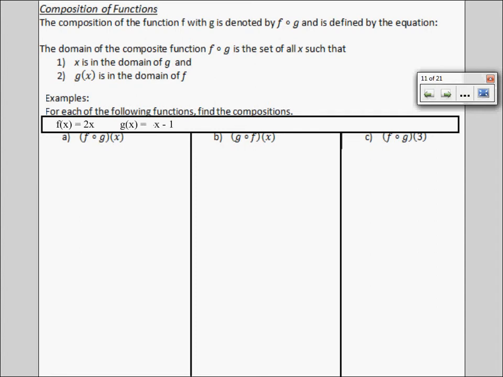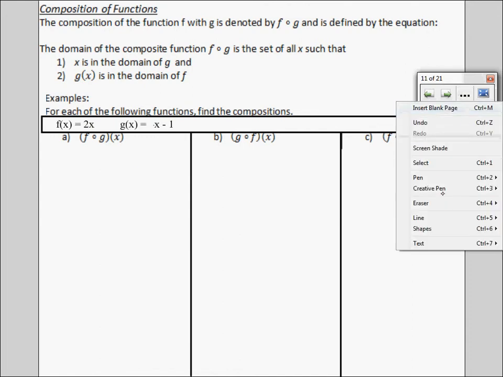For these examples, for each of the following functions, find the compositions. So we have f of x is equal to 2x, and g of x is equal to x minus 1. For A, we're going to find f∘g of x. For B, we're going to find g∘f of x. And then C, we're going to take what we found in part A and substitute 3 in for the x variables. So let's get started by looking at some examples.